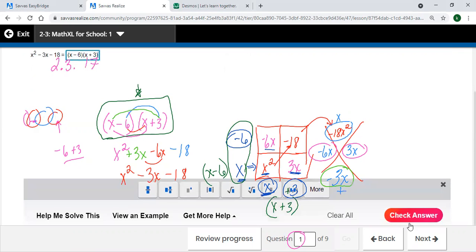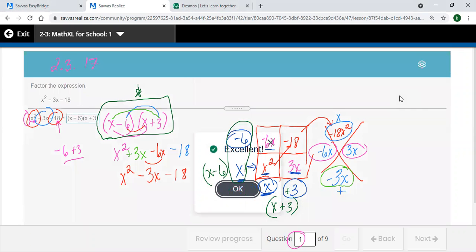Scroll down and click the check answer, and we got it. All right, let's move on to the next problem. Good luck there, everybody.